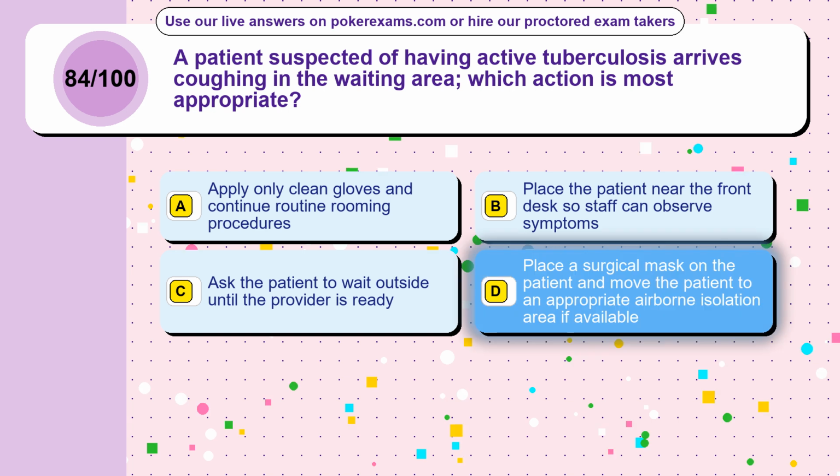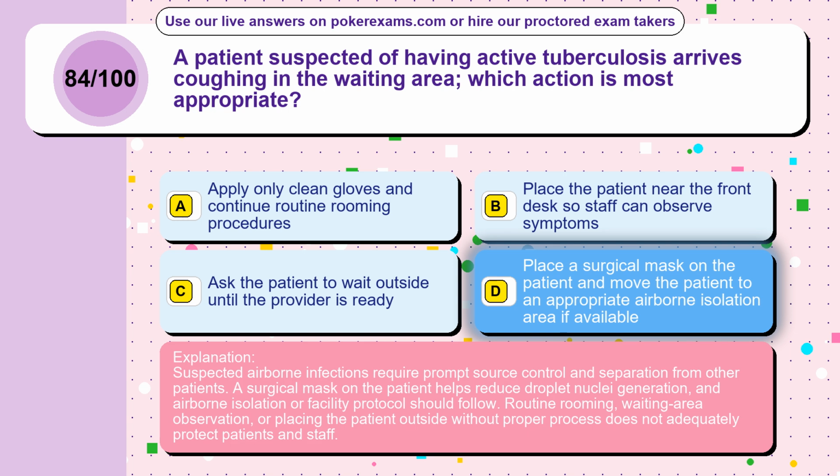The correct answer is option D, place a surgical mask on the patient and move the patient to an appropriate airborne isolation area if available. Suspected airborne infections require prompt source control and separation from other patients. A surgical mask on the patient helps reduce droplet nuclei generation, and airborne isolation or facility protocol should follow. Routine rooming, waiting area observation, or placing the patient outside without proper process does not adequately protect patients and staff.